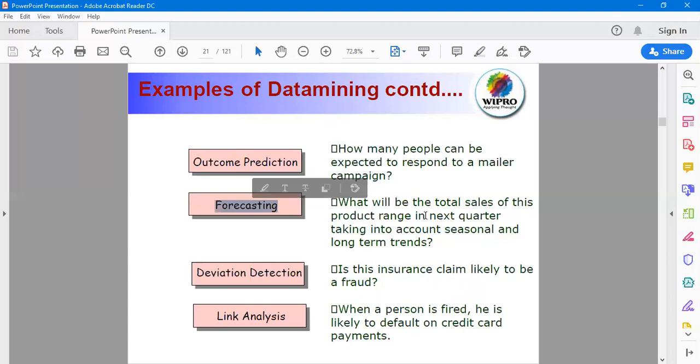What will be the total sales of this product range in the next quarter, taking into account seasonal and long-term trends? For example, now during lockdown, you may see that the transport system people have been incurring losses. The people who are running autos or cabs, suddenly their business has dropped. So what could be the forecasting? They have to make some preparation. So with forecasting, you have to predict the next quarter and decide your business plan accordingly.